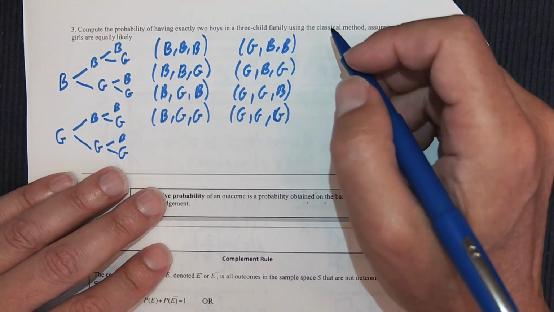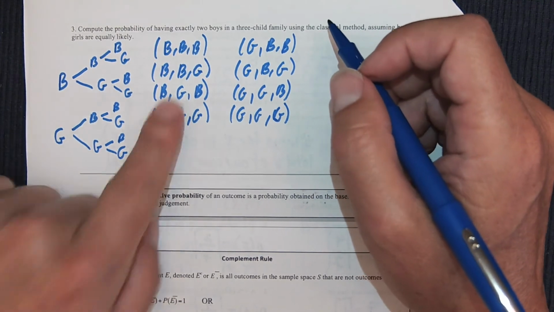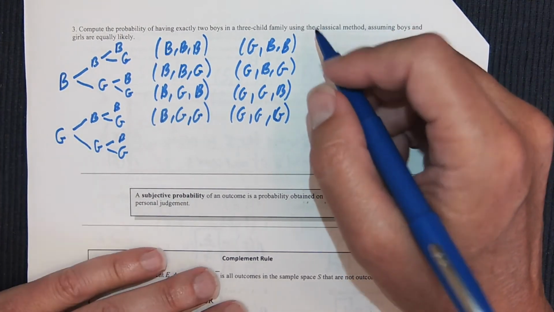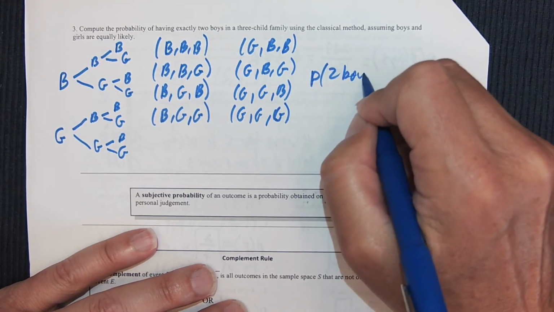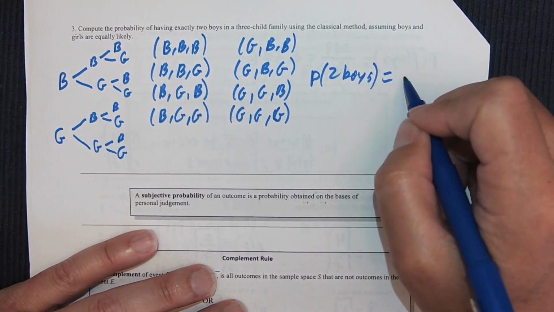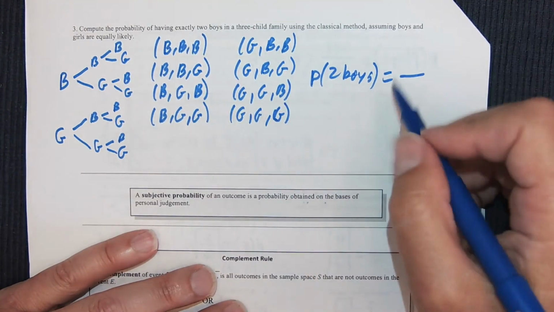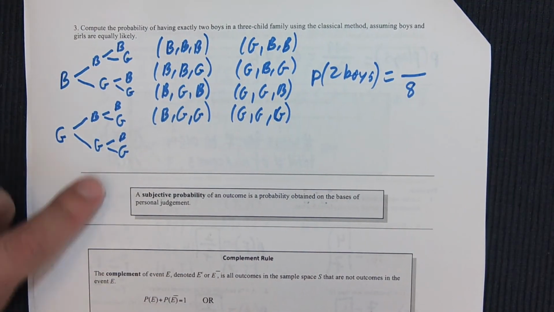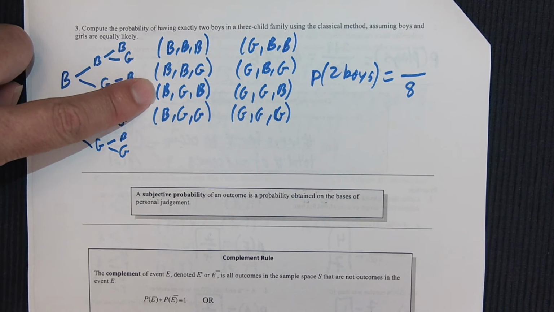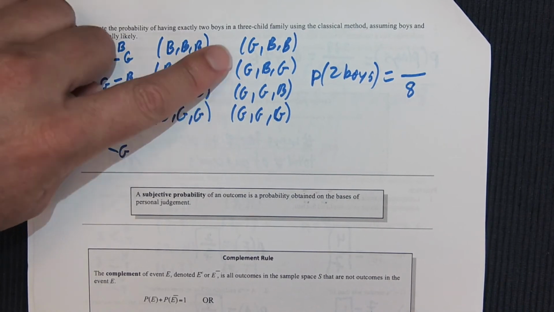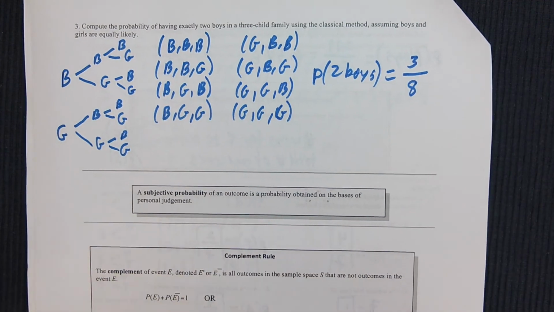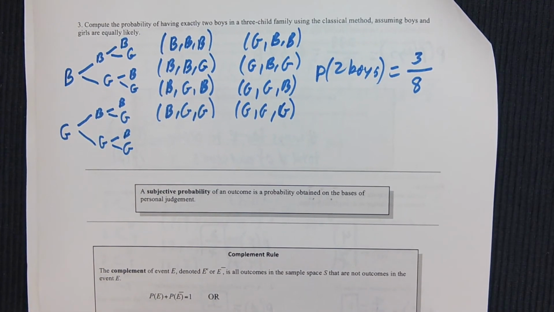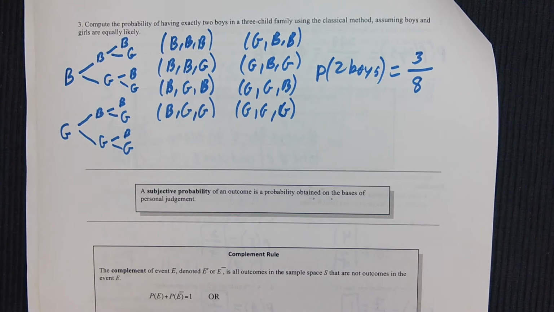So exactly 2 boys. Notice it says exactly. So the 3 boys doesn't count. So probability of 2 boys. Well, my denominator is going to be 8. And how many sets of 2 boys? 1, 2, 3. So there's a 3 out of 8 chance that of three children, exactly 2 will be boys.